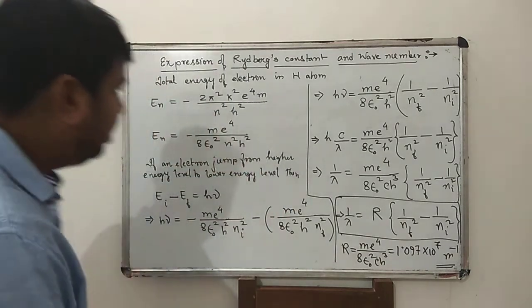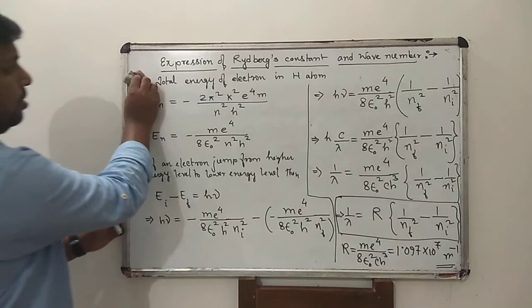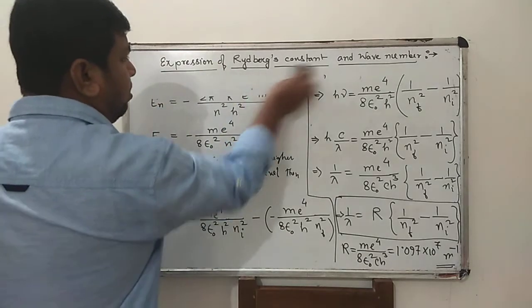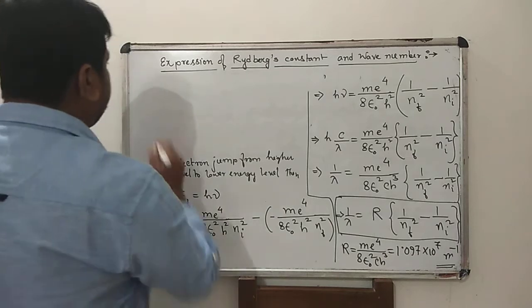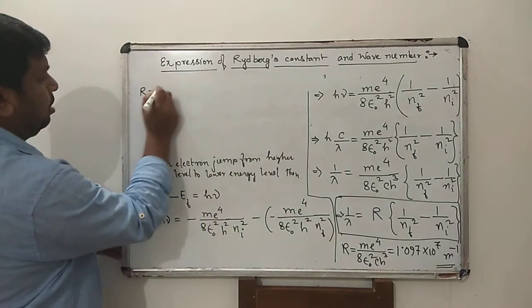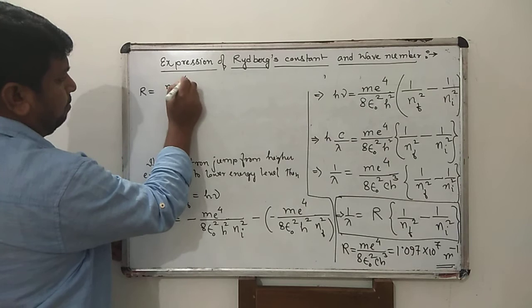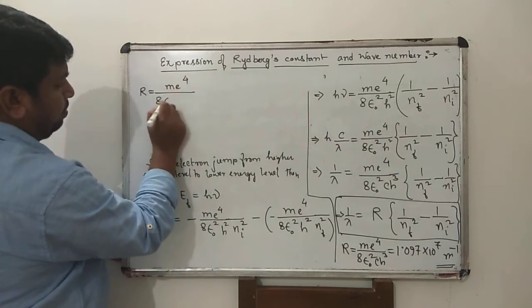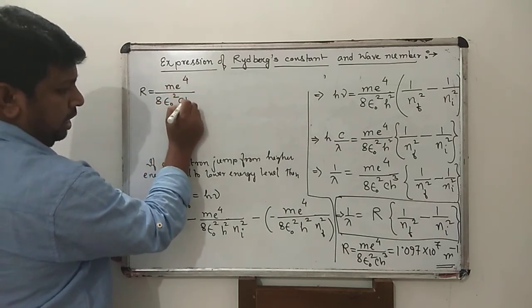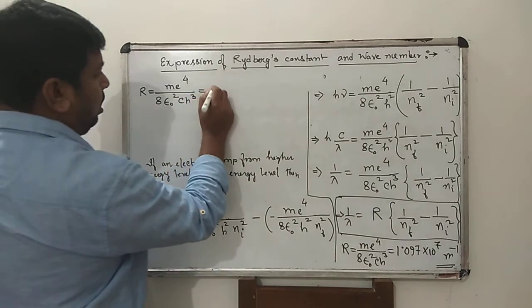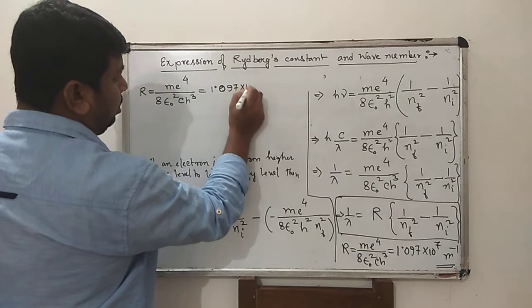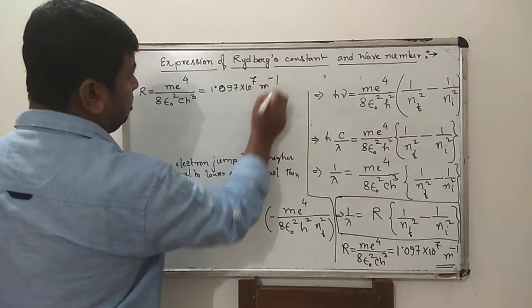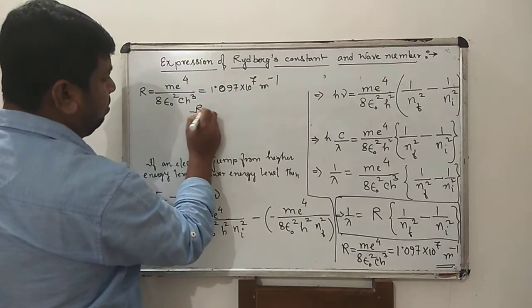So from this we get R equal to m e to the power 4 divided by 8 epsilon naught square c h cube, equal to 1.097 into 10 to the power 7 meter inverse, which is known as the Rydberg constant.